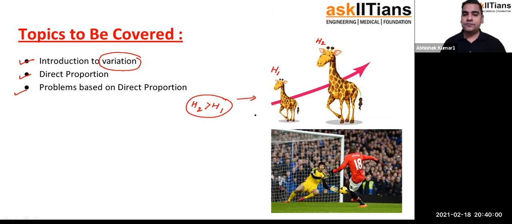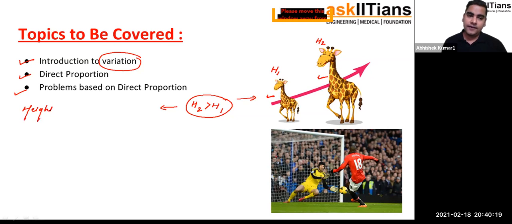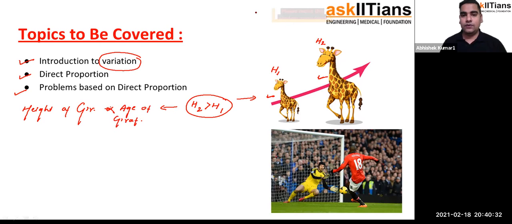The height of this first giraffe, which is in front of you, is lesser than the height of the second giraffe. That indicates that the age of the first giraffe is very less as compared to the age of the second giraffe. So in this case number 1, we can say that the height of the giraffe is directly proportional to the age of the giraffe. That means if the age of the giraffe is more, the height will be more. If the age is less, the height will be less.